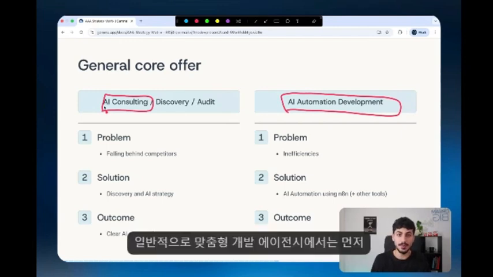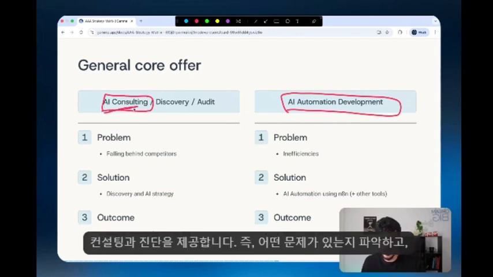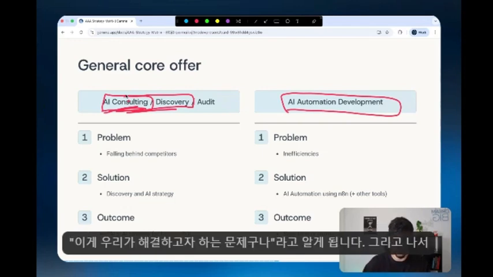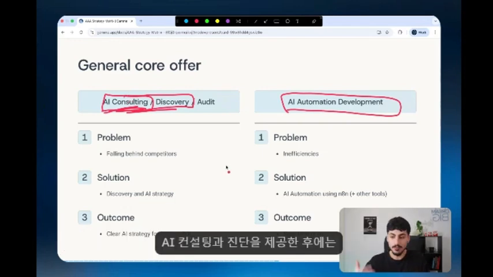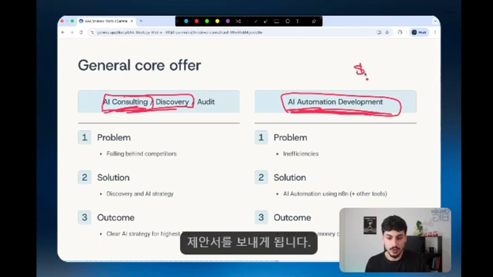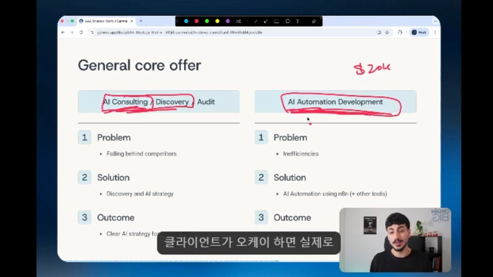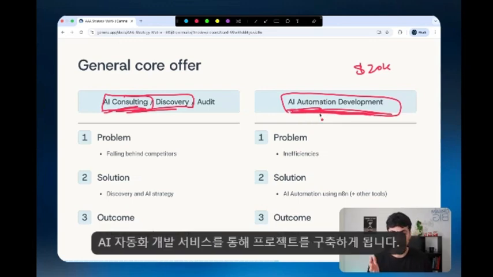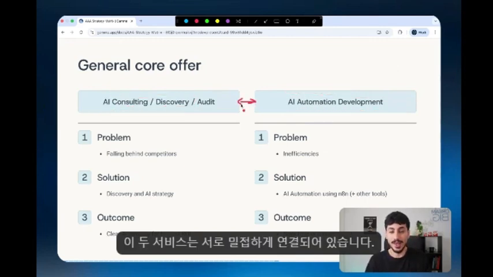And generally what happens running a custom development agency is you will first provide consulting and discovery, meaning you find out, okay, this is the problem that we want to solve. And then once you've provided that AI consulting and discovery, you will send them a proposal saying, okay, we'll charge you $20K to build out this solution for you. And then if they say okay, you'll go out and actually build the project for them with AI automation development services. So these two services go hand in hand.